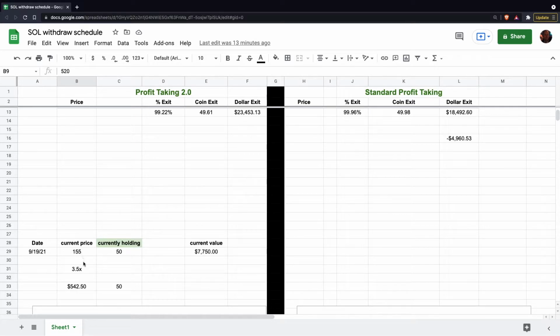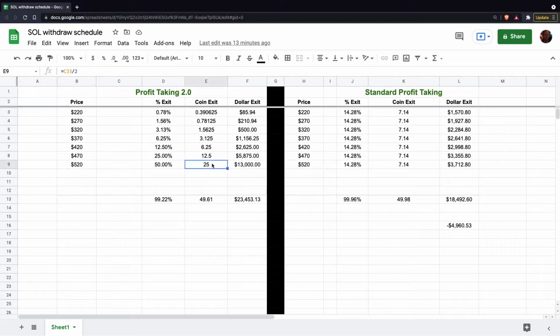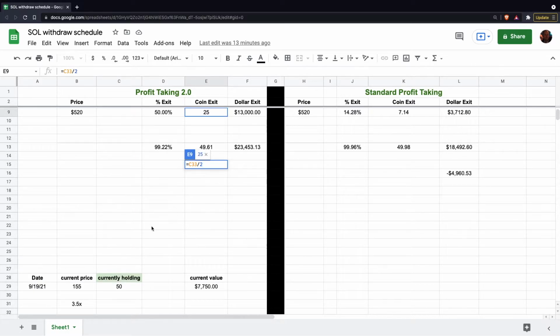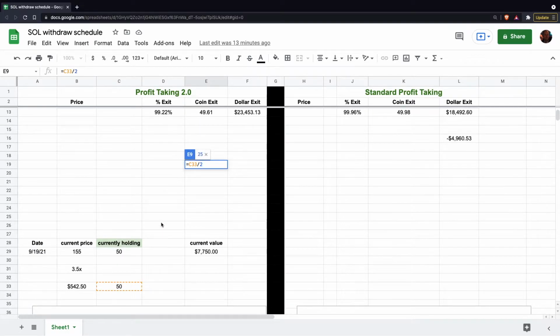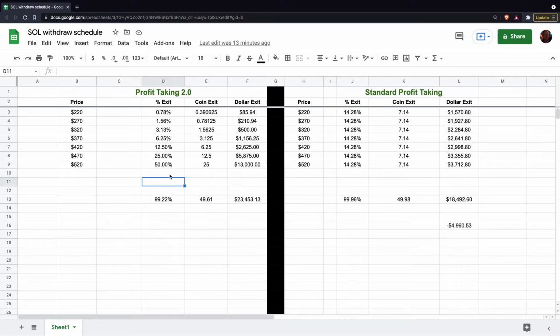I discussed how I came to the multiple. This is the current price, and say we're holding 50 coins. In this cell, you can see, it's down here, I took C33 divided by 2. And then the next cell is just this 25 divided by 2. And it just keeps on repeating and repeating. So half of 25 is 12.5. Half of 12.5 is 6.25. And it just keeps on repeating until you go to the top.